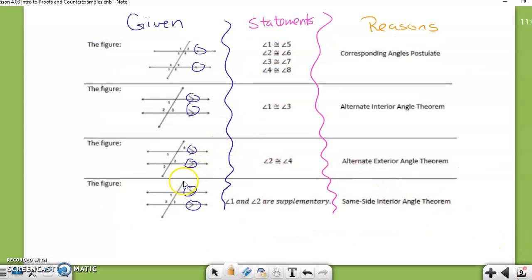If I'm given a figure such as this, I've got parallel lines on a transversal, I know that 1 and 2 are supplementary because they are same side interior angles. I could say 2 and 3 are also supplementary, but that would be because of the linear pair postulate.